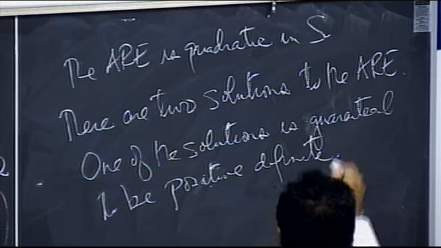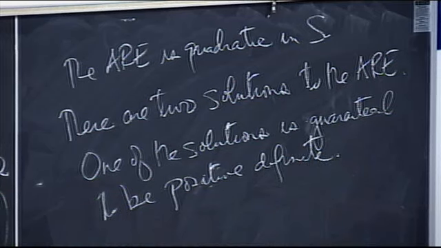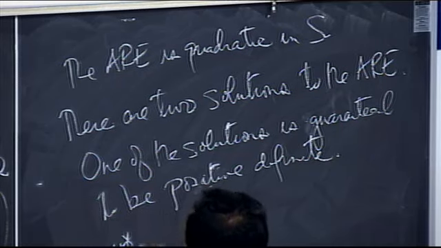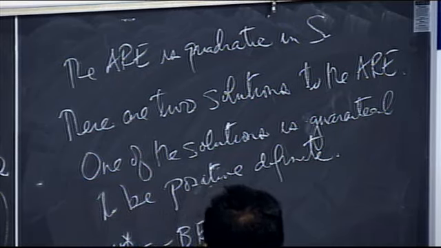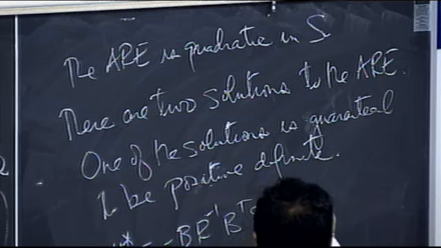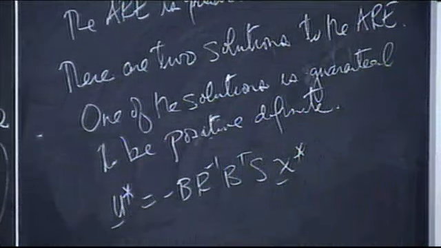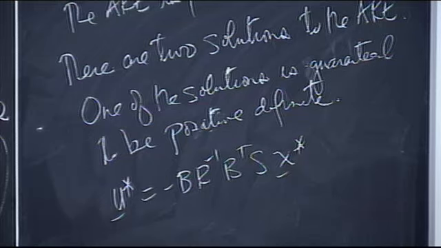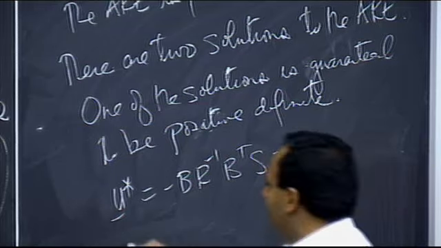And that's the solution that we choose of these two, because of the one that's positive definite. If you remember, the optimal control has this particular form: U star is minus B R inverse B transpose S times X star. So if you choose the one that's positive definite, then the closed loop, because now this becomes a regulation problem, right? It's A minus B R inverse B transpose S times X.